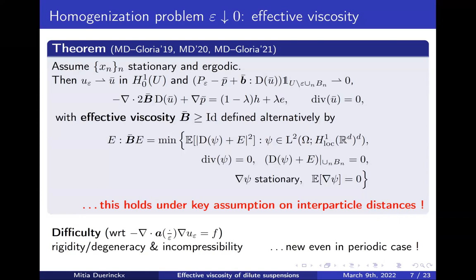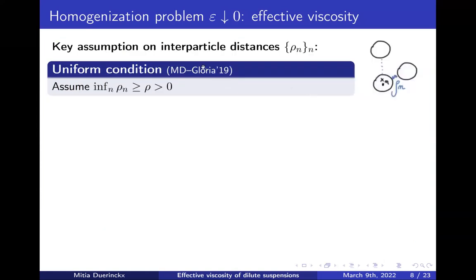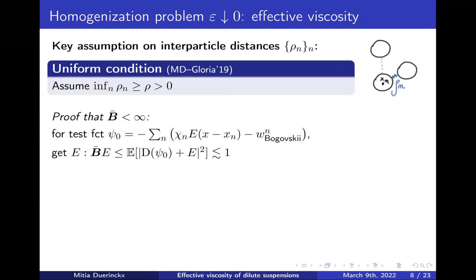So what most people have been considering in the past in this kind of problem is always some kind of uniform assumption, that the particles are uniformly far from one another. So there is a uniform positive distance between all the particles. If that's the case, you have a lot of space to make all your constructions. It's not very difficult to prove homogenization in that setting. That's quite easy with a standard method.